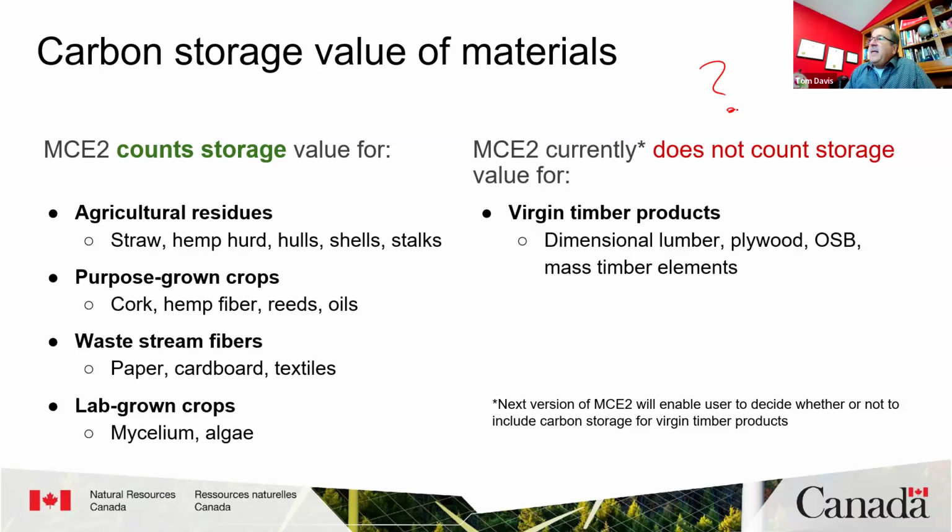Maybe it's carbon negative. Well, it depends on how it's harvested and manufactured, transported. It could be carbon negative, or significantly carbon positive. Things that grow and are oftentimes turned into building materials: straw, hemp, hulls and shells of nuts, for example, or cocoa beans, stalks like straw from wheat crops, purpose-grown crops, cork, reeds, waste stream.